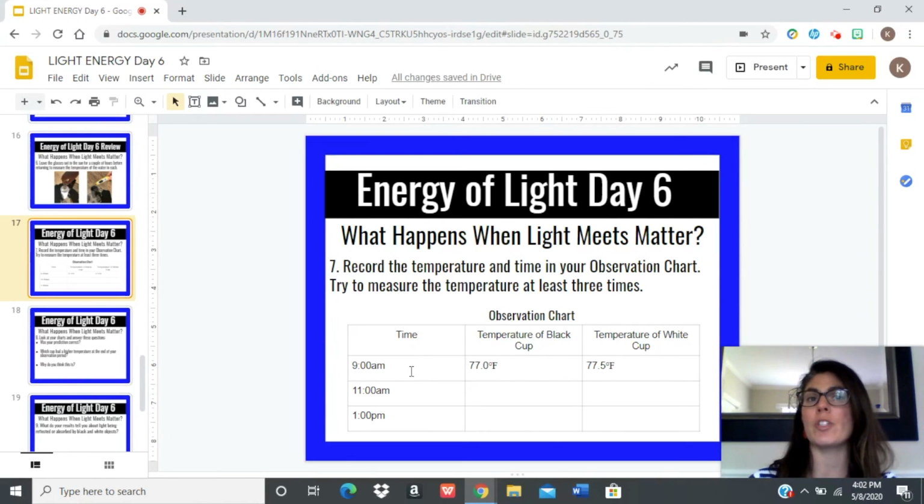I decided I wanted to check my cup at 11 o'clock and 1 o'clock. Actually, when I conduct the experiment, I'm going to check it every hour. I'm going to check it for about 7 hours, from 9 till about 4 o'clock in the afternoon, just so we can really see how the temperature of the water is affected throughout the day. You should pick times that'll work for you, but it's best to pick times, one in the morning, one midday around lunchtime, and one early afternoon.